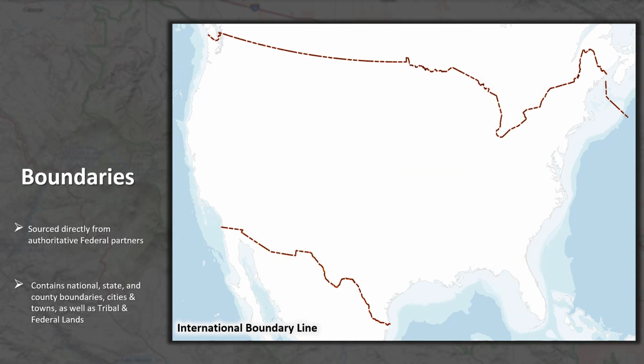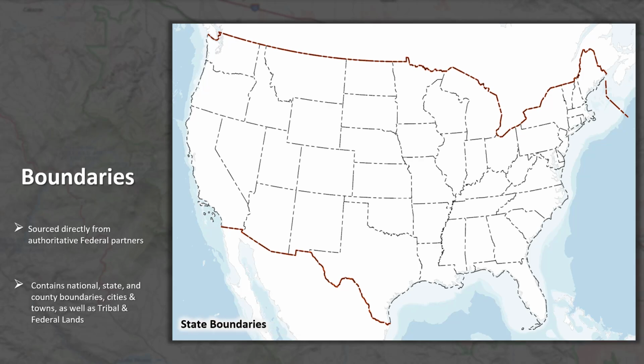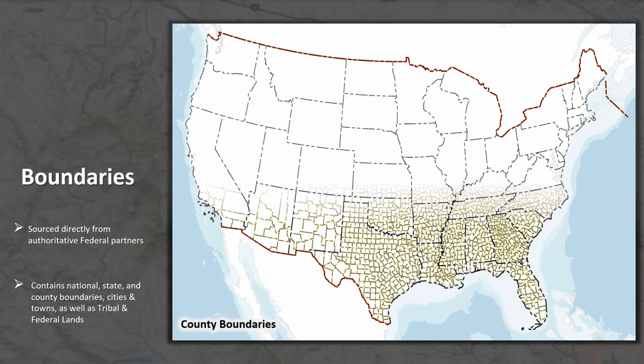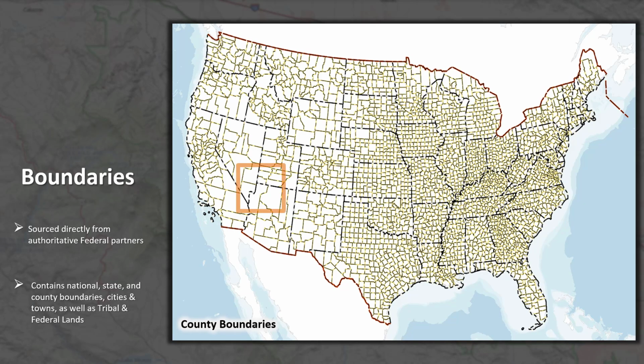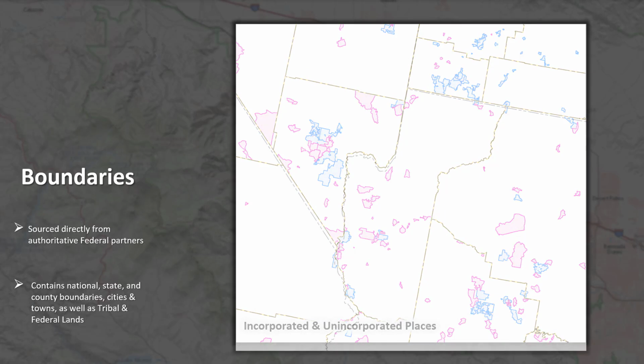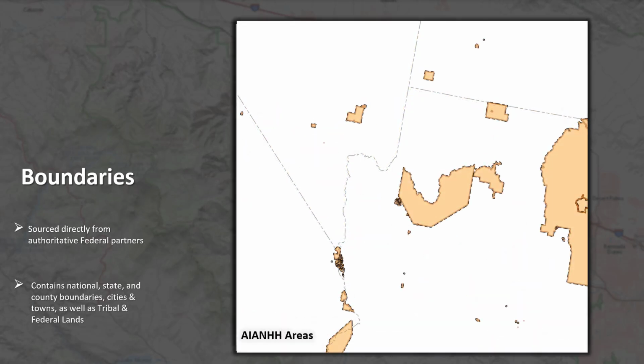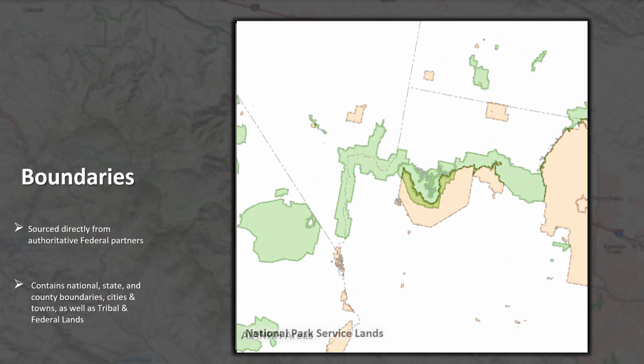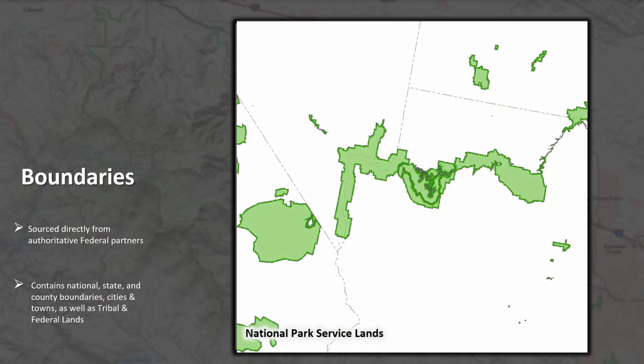Additionally, the international boundaries between the United States and Canada and the United States and Mexico are acquired from the International Boundary Commission and the International Boundary and Water Commission, respectively. Also included in this national boundary dataset are state and county boundaries, incorporated places such as cities and towns, as well as American Indian, Alaskan Native, Hawaiian, or AIANHH areas, and federal lands, among many other governmental and administrative boundaries.